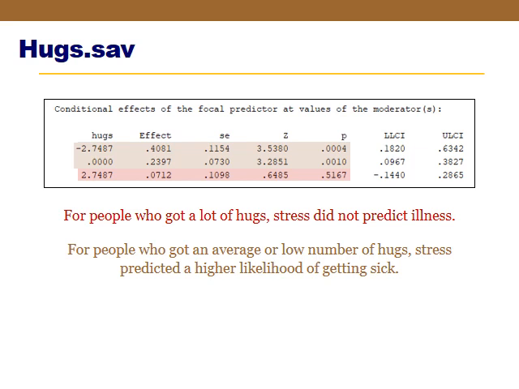Okay, so there is a positive relationship between stress and illness. Stress does increase the likelihood of getting sick, but in this case, it was only for people who got a low or average amount of hugs. In other words, in this particular study, getting hugged frequently actually protected people's immune systems against the damaging effects of stress.